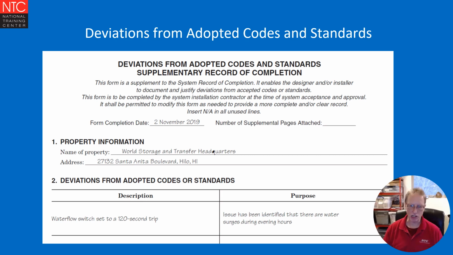Another important section is at the end of the form, and that is deviations from adopted codes and standards. This is where we can note by description and purpose any deviations from the adopted codes. This serves as a record to indicate why we went away from what the code requires, documenting the description of the work, the purpose of doing it, and most important of all, who approved this work so that it could be done.